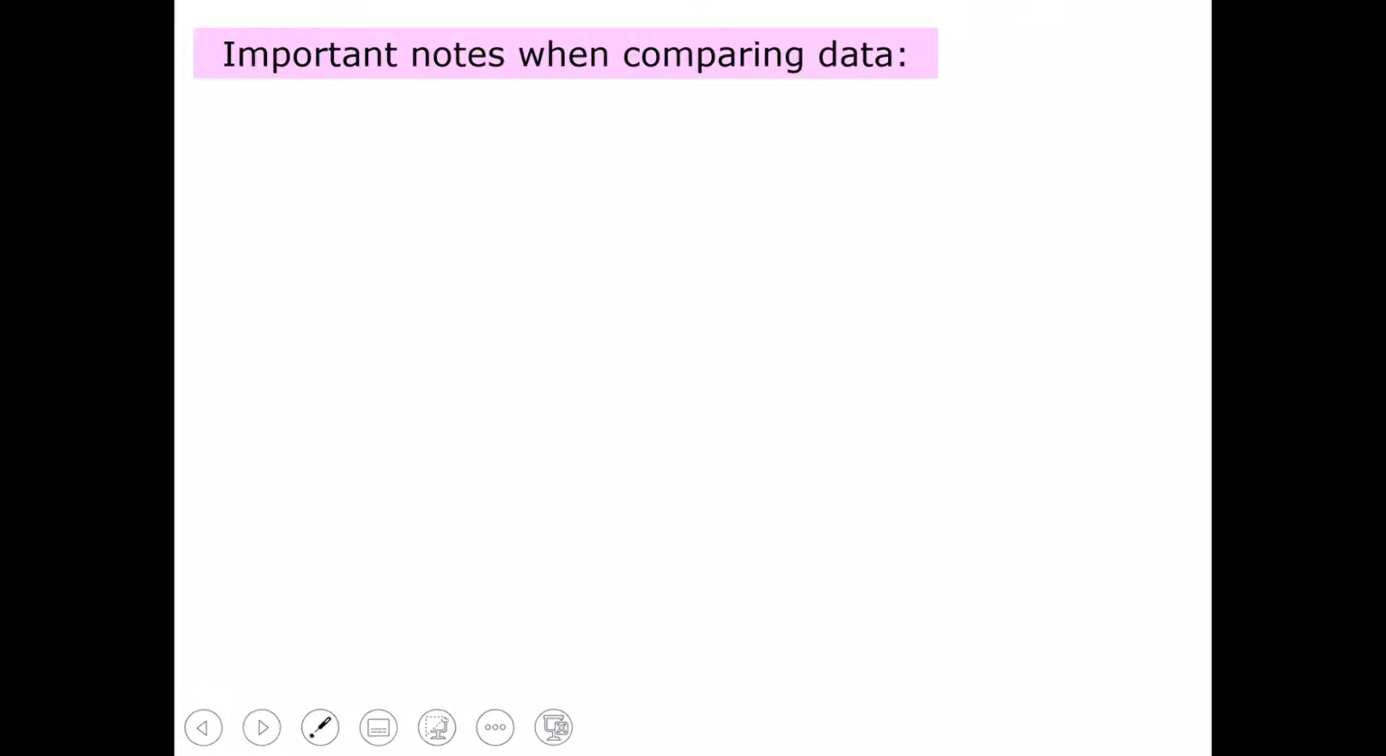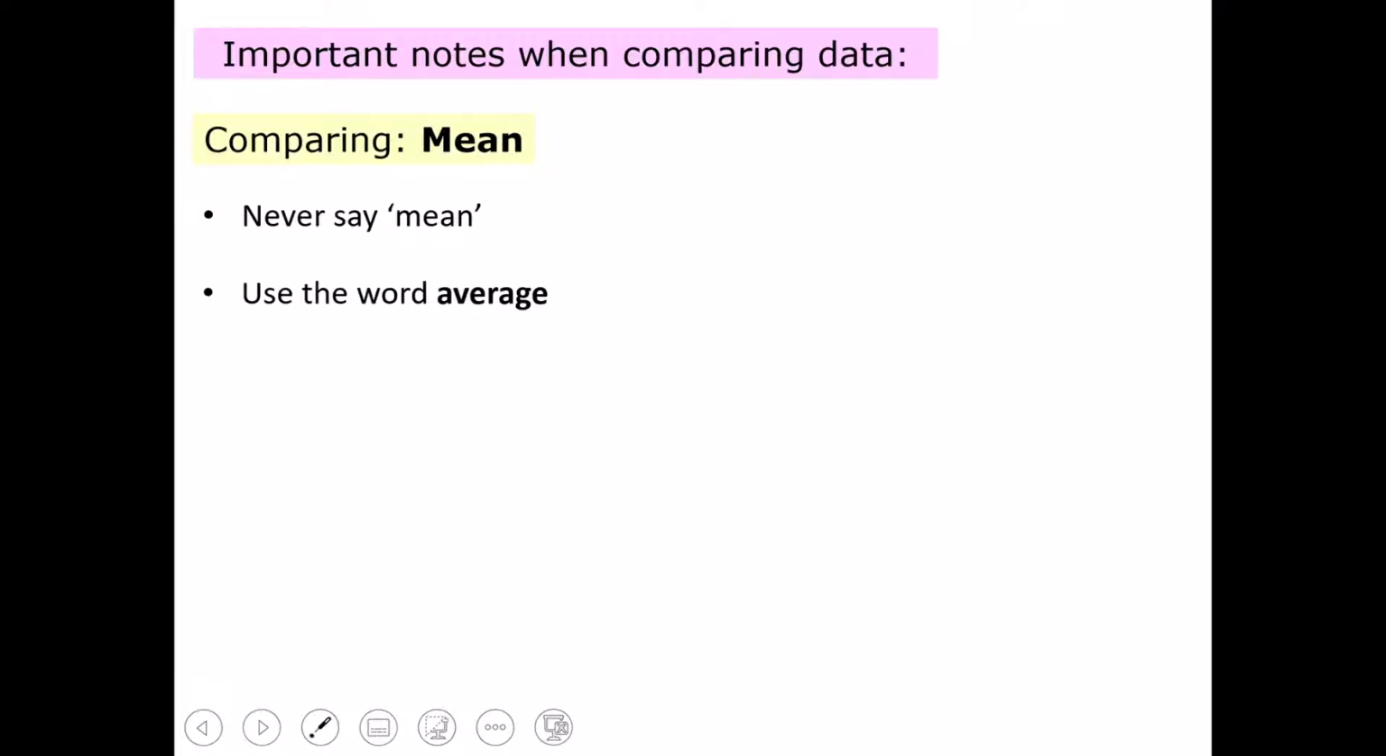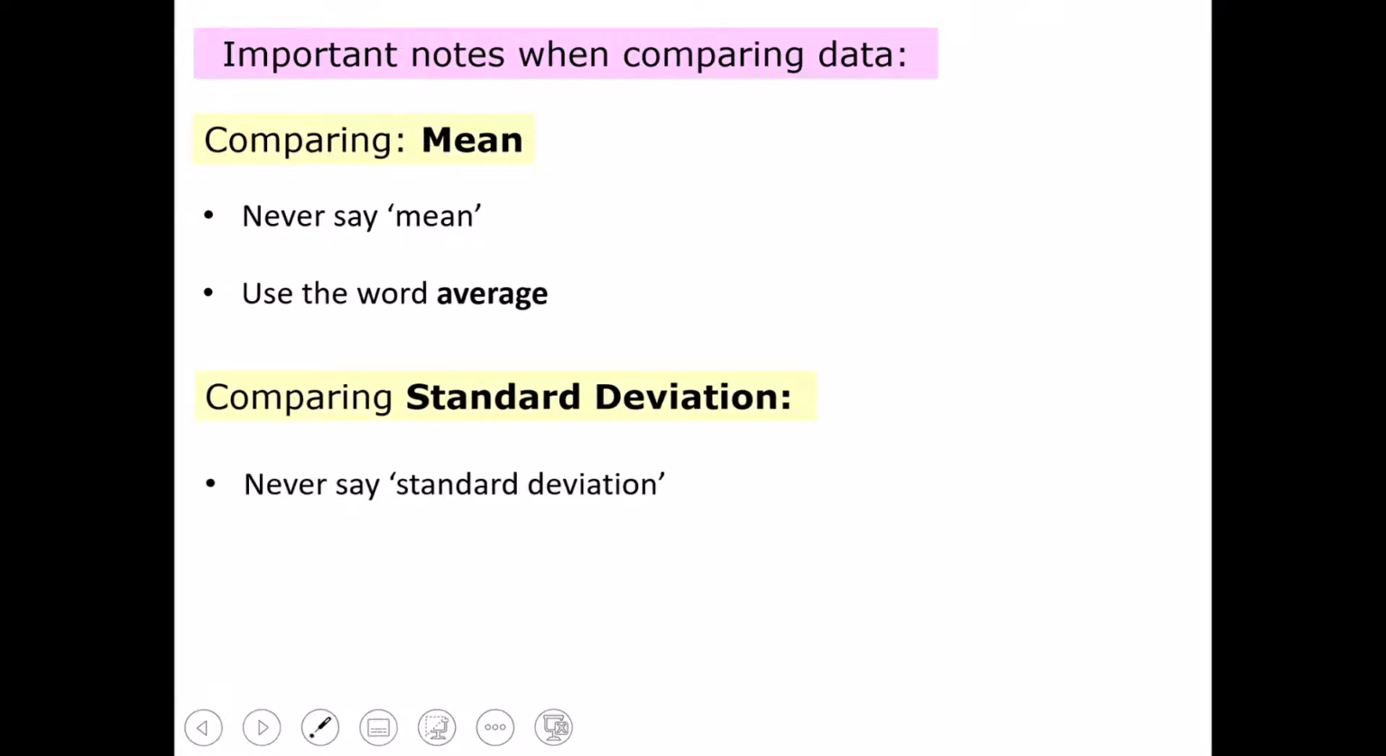So, important notes to take from those previous two examples. When you're comparing means, you never say "mean". Whenever you're writing down your words, you don't want to say the word mean, like "your mean time" or anything like that. You want to change the word mean to "average". And when you're comparing the standard deviation, you don't want to ever write the words standard deviation.